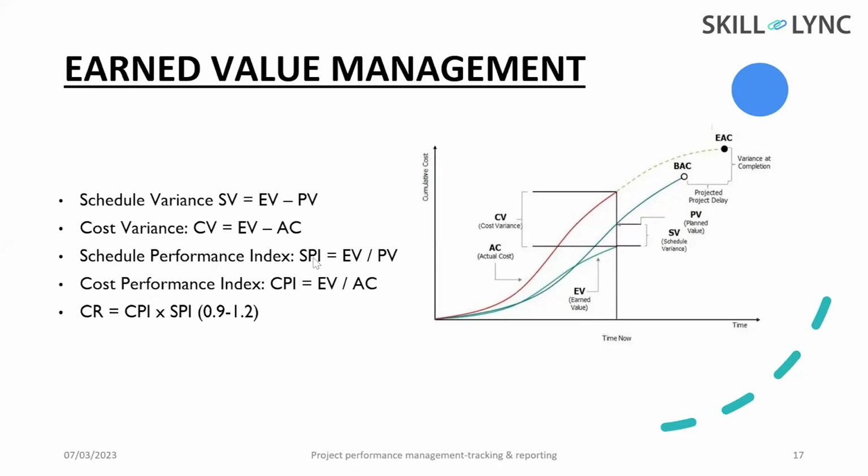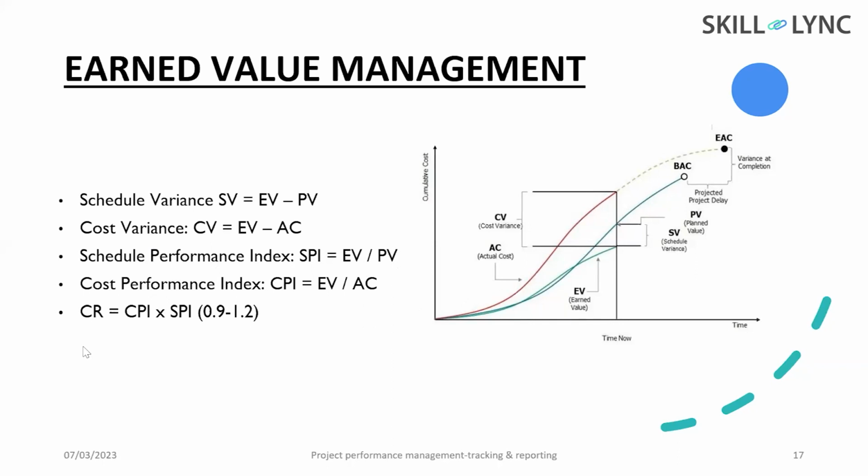So if the SPI value is greater than 1, we can say that this is ahead of schedule. And if the SPI value is less than 1, we can say that it is behind schedule. Same with CPI: if the value is greater than 1, this is over budget. Less than 1 means under budget. So this will give you a clear picture of the project performance.